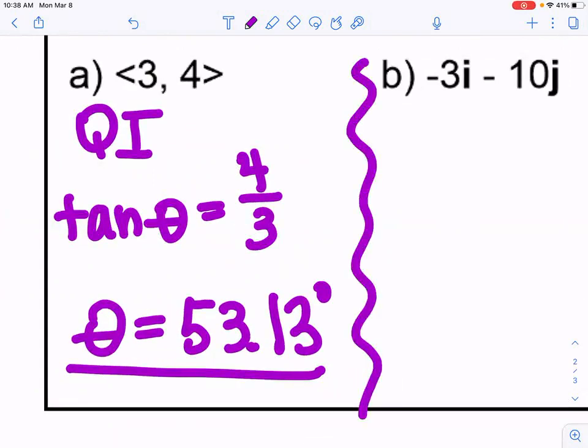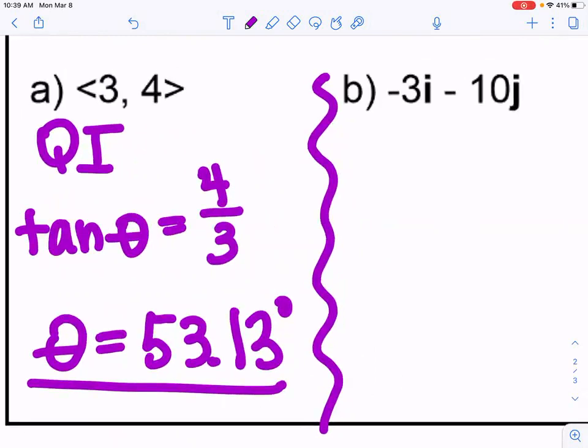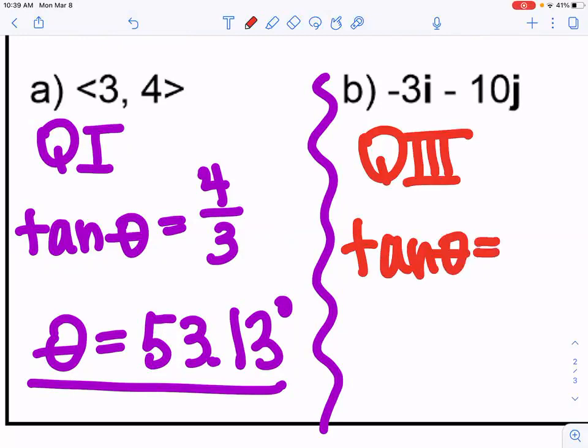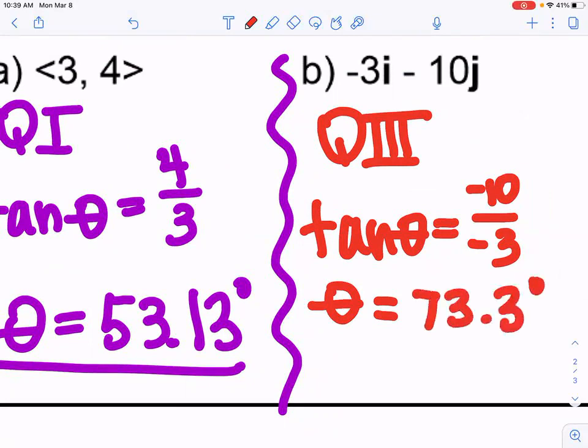What happens if we're in a different quadrant? Okay, then you're going to have to adjust. Now, over here, what quadrant is this one in? This is in the 3rd quadrant. Now, when you actually type in the inverse tangent of -10 over -3, you're going to get an acute angle. What do we get? 73.3 degrees. That is not in quadrant 3. That is the reference angle.